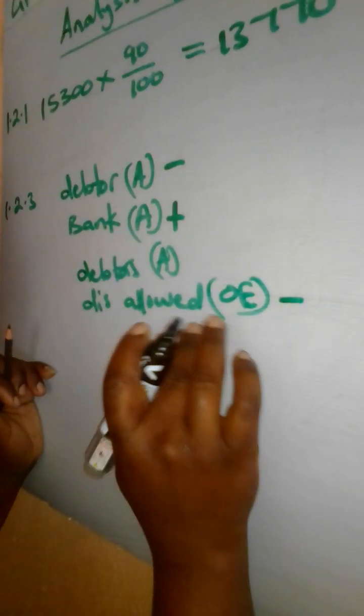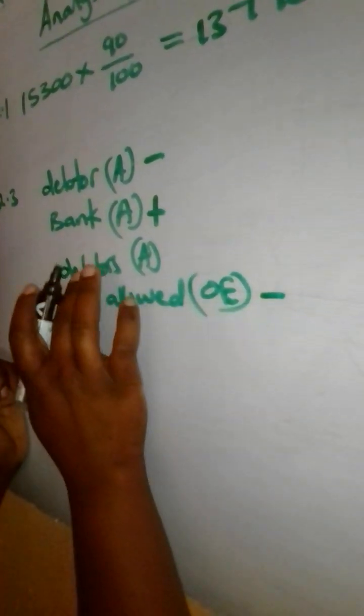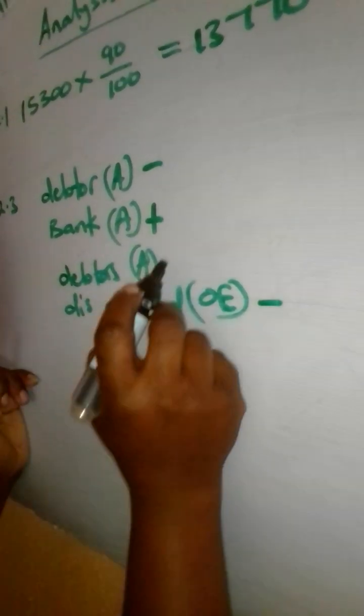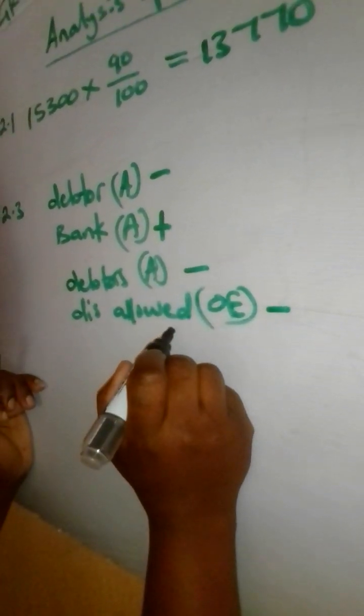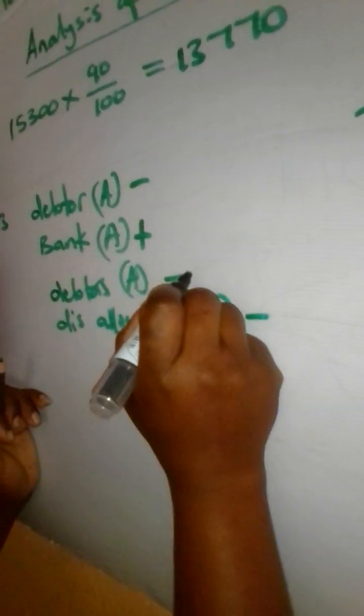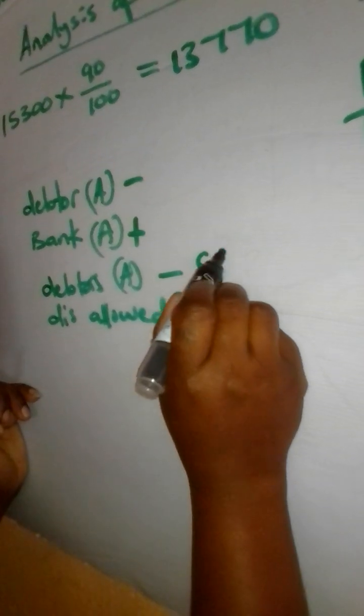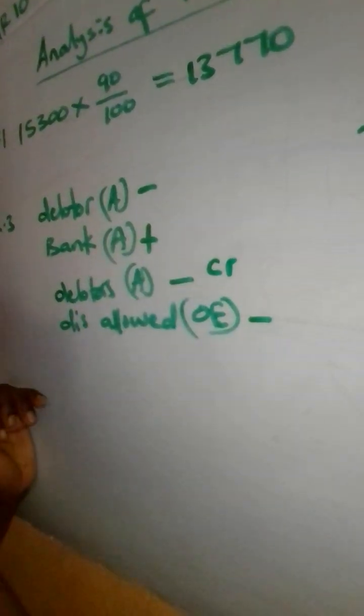Discount allowed is an expense, and all expenses always decrease owner's equity. What is happening to our debtors at the same time? The debtors are also decreasing at the same time. So what do we do when debtors are decreasing? When debtors are decreasing, we are going to credit, because debtors are assets.